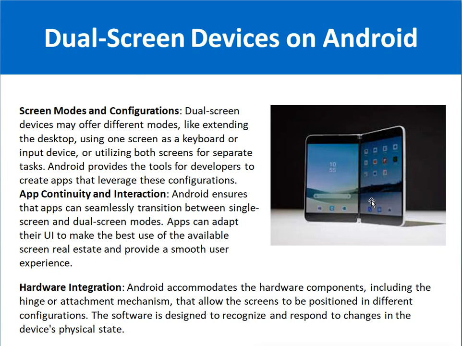So the applications, according to the APIs, are so intelligent that they will adjust the display of the app accordingly. If you are on dual screen, if you are on single screen, or for example, you are inputting on one screen and displaying on the second screen. So the device is so intelligent that it will act accordingly as well.